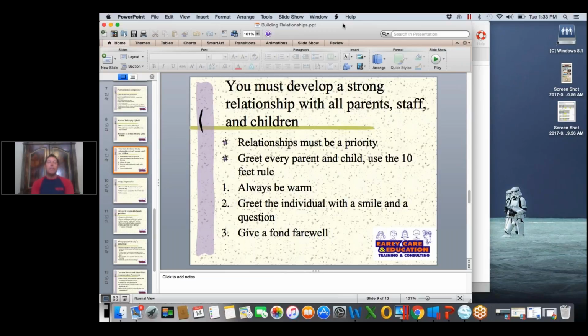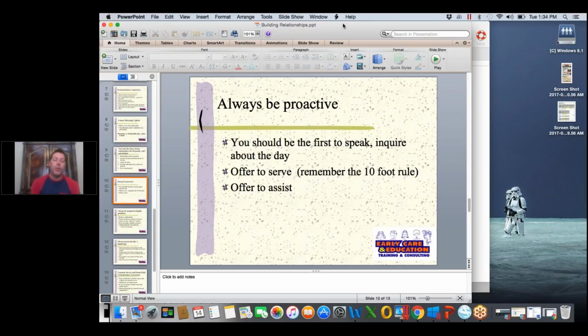All right, be proactive. When you do come across a conflict, and teach your children to do the same thing when they come across a conflict, always be the first to speak. All right. So, for example, when parents come in, always inquire about the day. When children come in, inquire about their evening or their morning. This is kind of a nice little icebreaker right there.